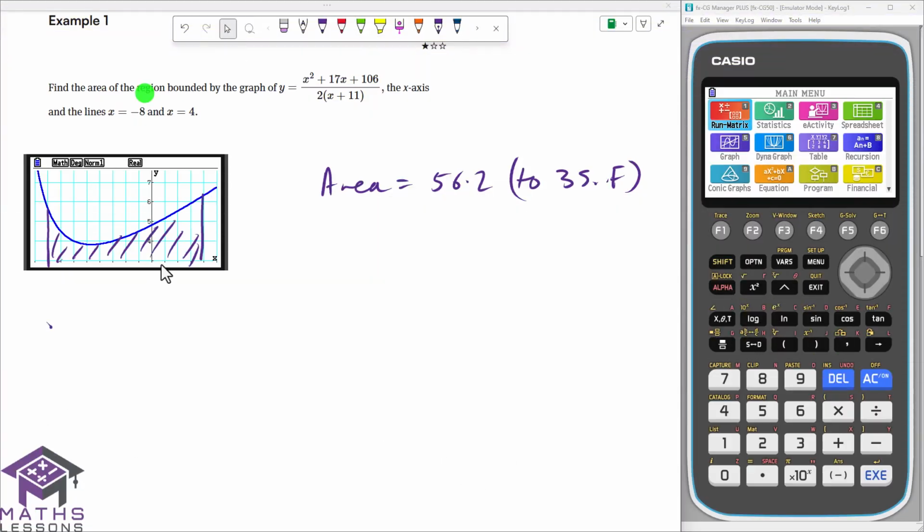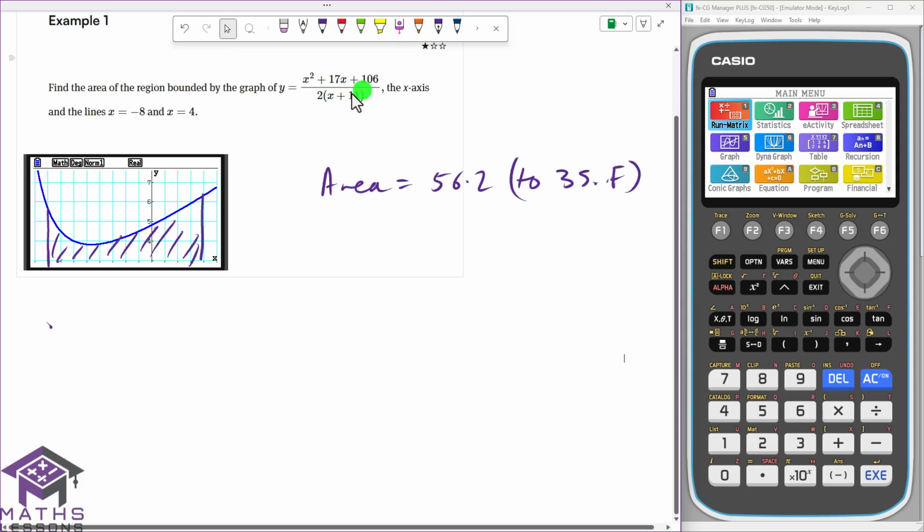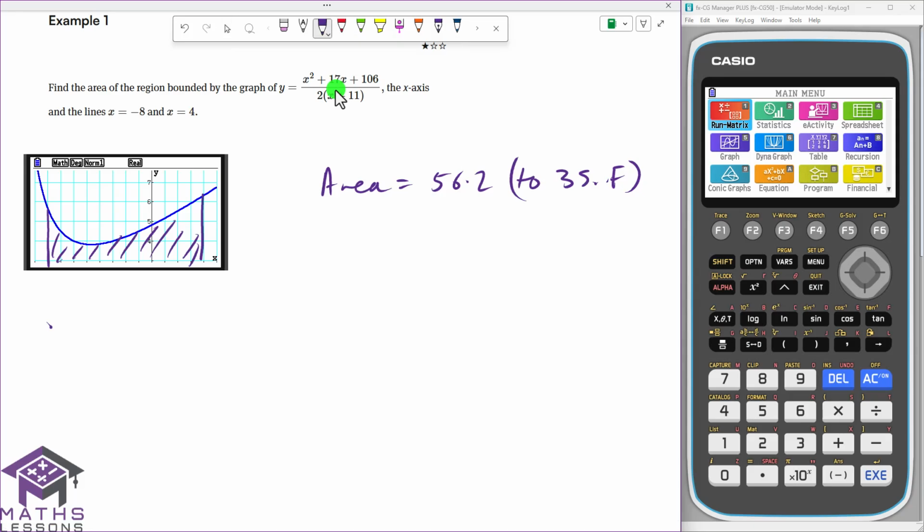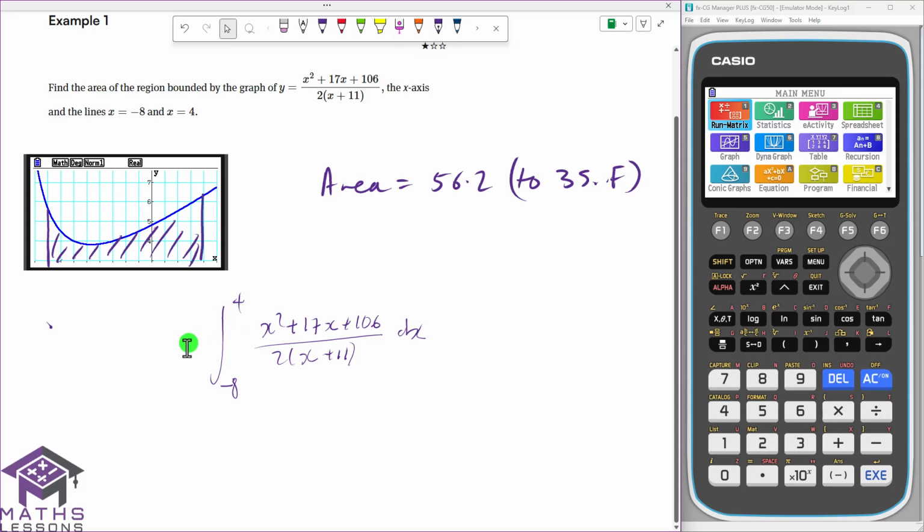So, okay, in our last video, we looked at this question here and we looked at how to use our calculators to find this region. In effect, what we are finding when we do this is what's known as a definite integral. So this symbol here is the integral between -8 and 4 of x squared plus 17x plus 106 all over 2x plus 11 dx. Okay, that is how we write this out in maths.